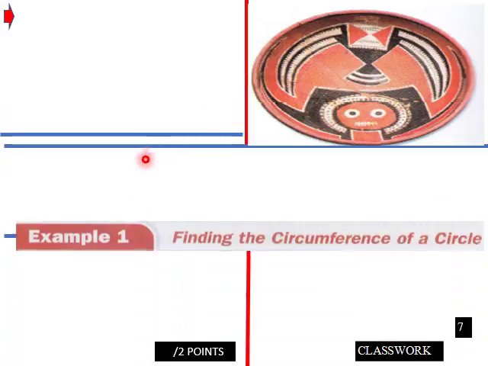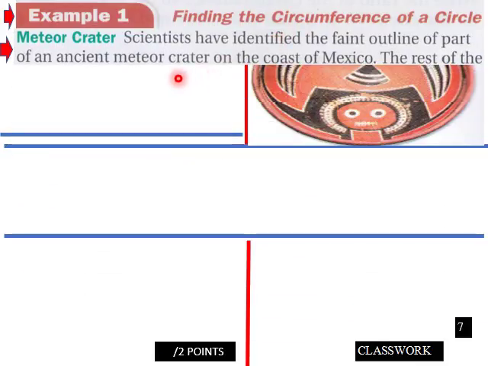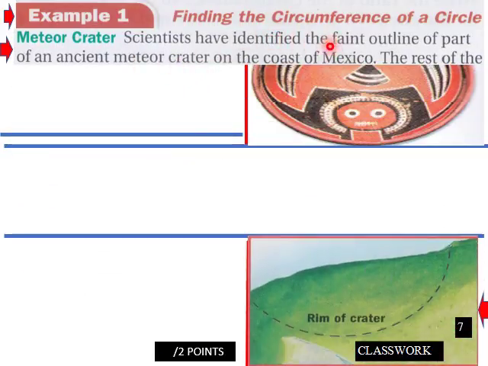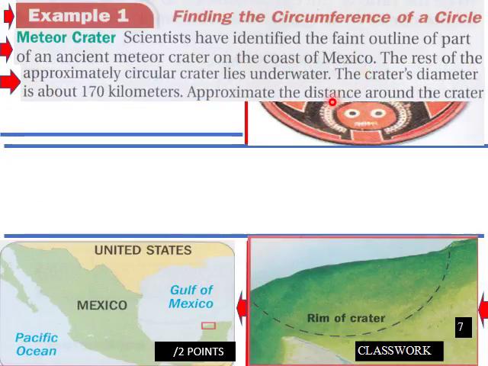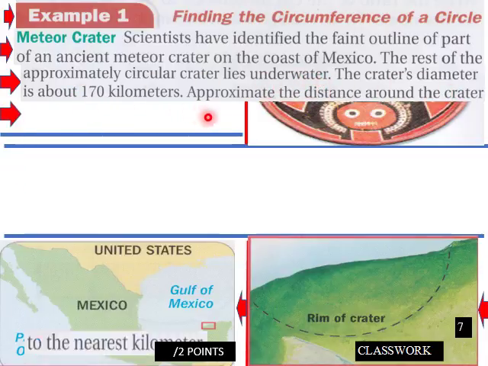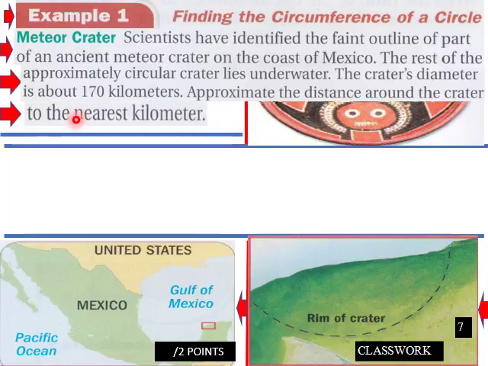Okay, into our first example here, finding the circumference of a circle. We have a meteor crater, a nice cool little word problem. Here is a part of the rim of a meteor crater, and then here's where it is on the world, in the Yucatan Peninsula, an ancient meteor crater on the coast of Mexico. The rest of the approximately circular crater lies underwater. The crater's diameter is about 170 kilometers. Approximate the distance around the crater to the nearest kilometer.